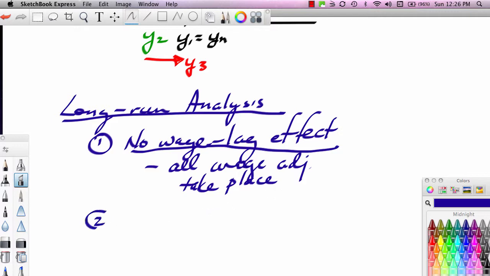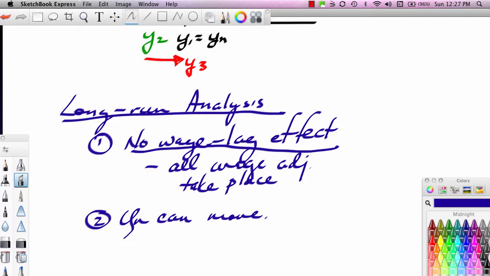And then number 2, notice that in the short run we never moved YN. We never moved YN in the short run analysis. The first 3 segments we held YN constant. But now we're going to assume that YN can move. So the natural rate of output can change in the long run. And in the short run, the natural rate cannot change.